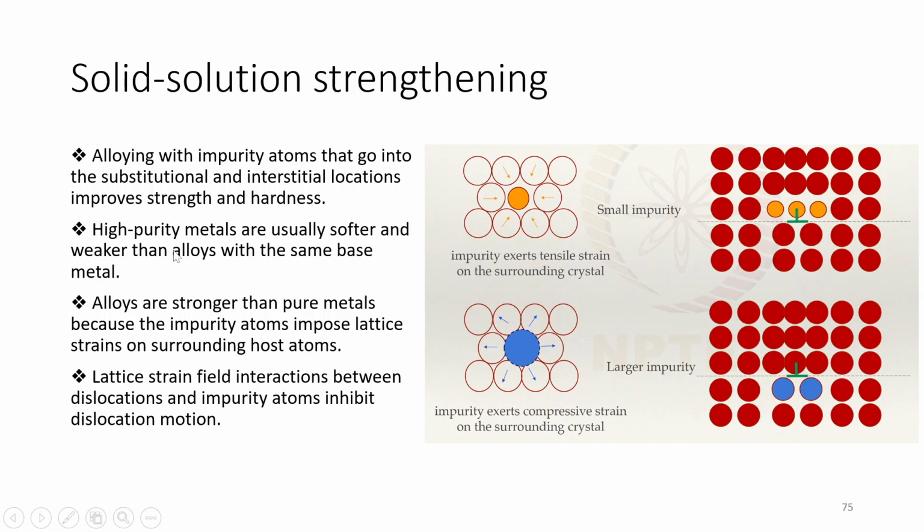High purity metals are usually softer and weaker than alloys with the same base metal. Alloys are stronger than pure metals because the impurity atoms impose lattice strain on surrounding host atoms, and lattice strain field interactions between dislocations and impurity atoms inhibit dislocation motion.